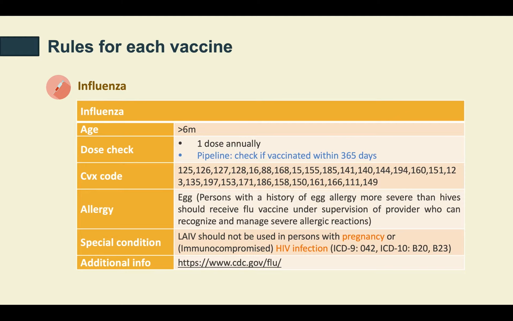Here are more detailed rules. For influenza, we will not recommend it to a patient younger than 6 months, and we will check if the patient was vaccinated within 1 year. If not, we will recommend it to him or her. But we will also check egg allergy, pregnancy, and HIV infection. If the patient has any such condition, we will give more notes about how to get the vaccine.